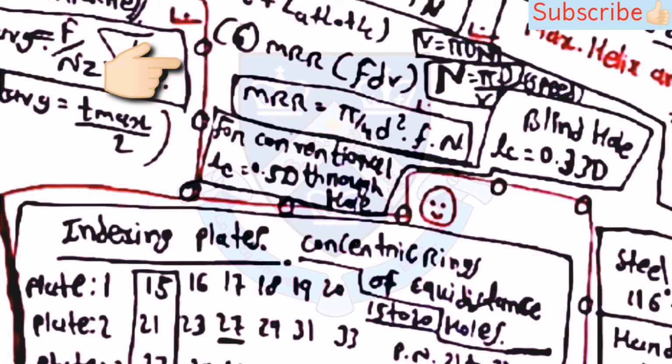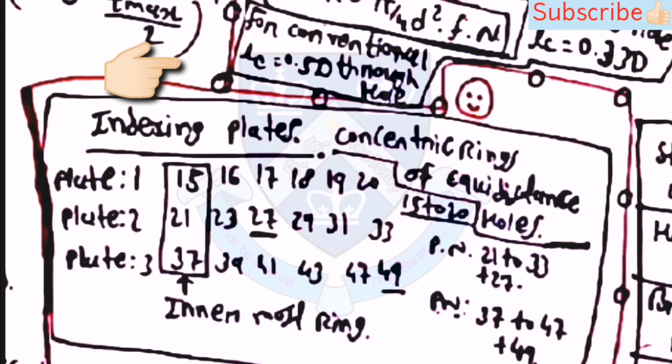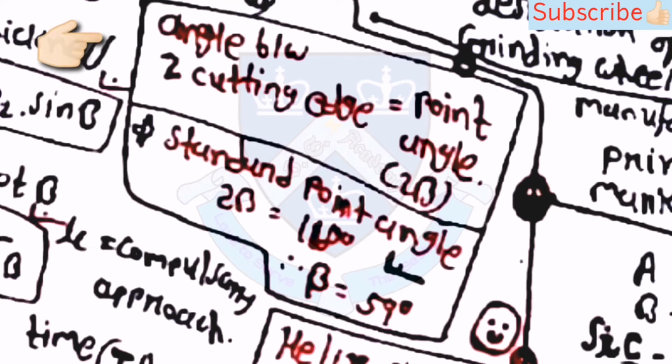Then the last one is the MRR, which is equal to pi by 4 D square into F into N. For a blind hole LC is equal to 0.33 D, and for conventional processes LC is equal to 0.5 D through hole. Then the angle between two cutting edges is the point angle 2 beta, and standard point angle 2 beta is equal to 118. Beta is normally taken as 59 degrees.